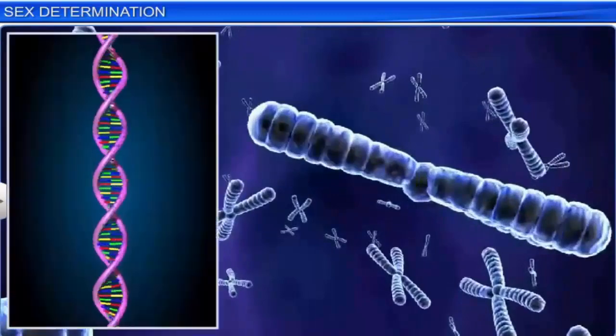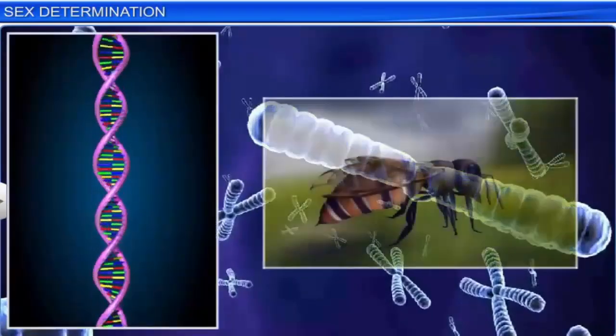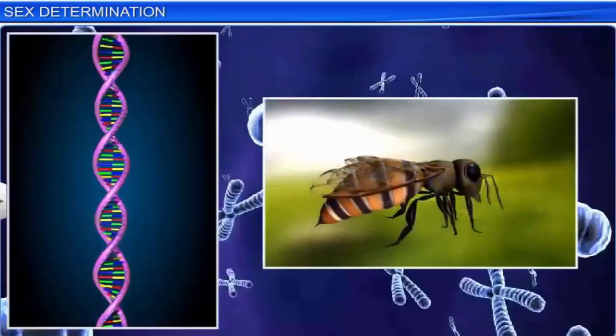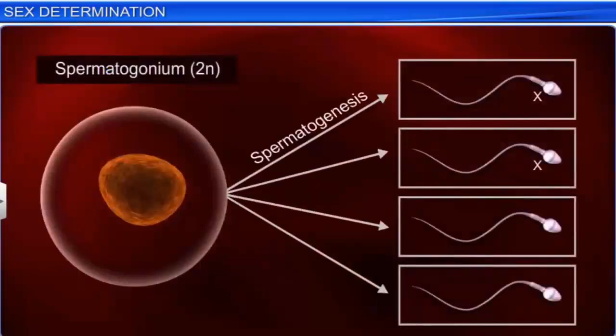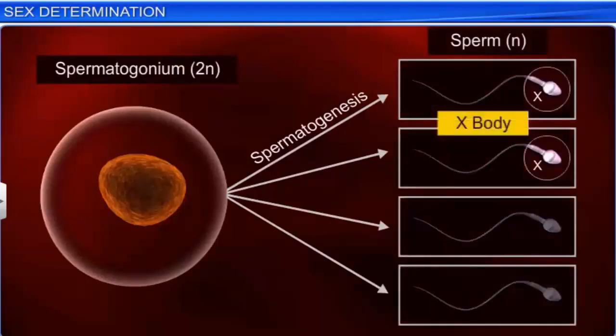Henking noticed a specific nuclear structure in a few insects during spermatogenesis. However, he also noticed that only 50% of the sperms received this structure. Henking named this structure the X-body. However, he couldn't explain the significance of this structure.